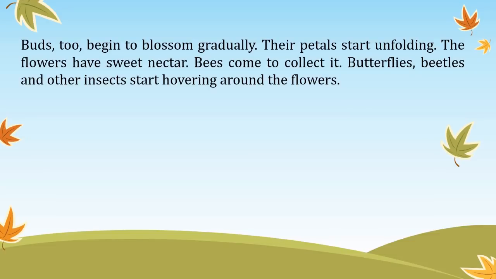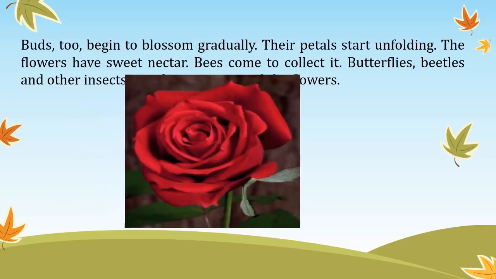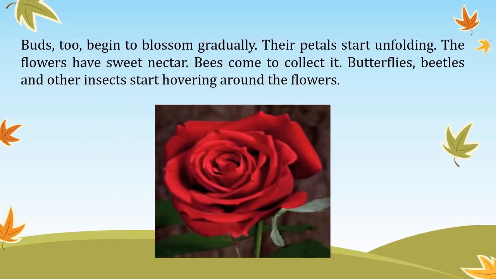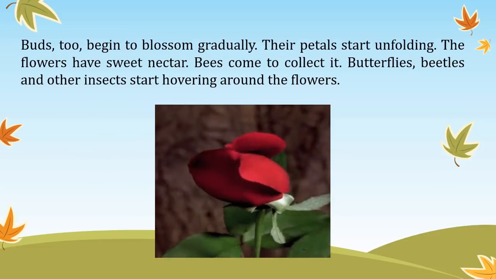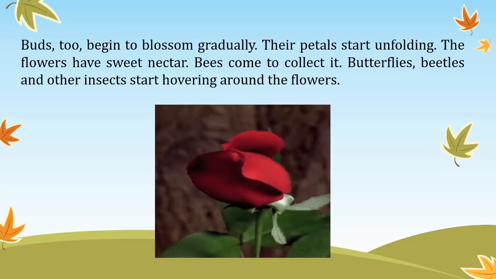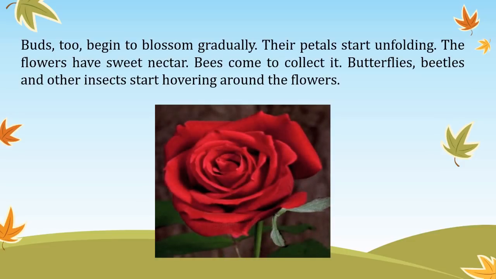Flowers too begin to blossom gradually. Their petals start unfolding. The flowers have sweet nectar. Bees come to collect it. Butterflies, beetles, and other insects start hovering around the flowers.